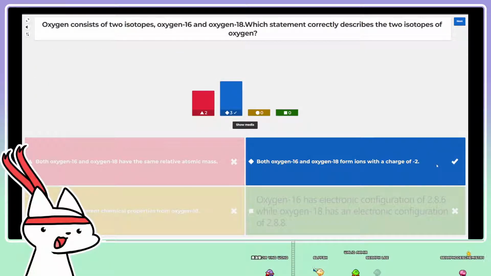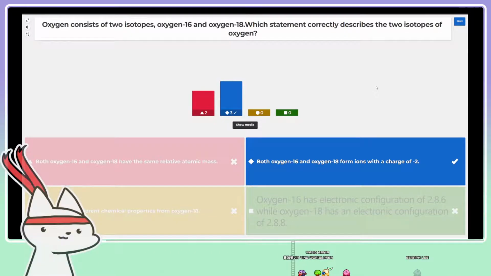Good. In this case, they are isotopes, so the mass number will definitely be different. As you can see, that's 16 and 18. The mass will be different, so they will have different relative atomic mass. However, all of them will have the same chemical properties, which is -2. So when you have oxygen as O2-, the charge is always 2 minus.